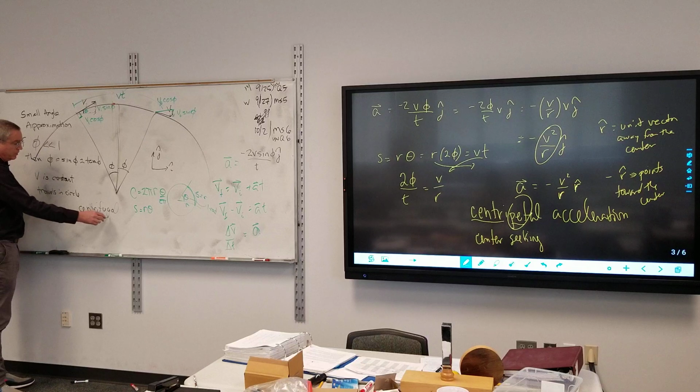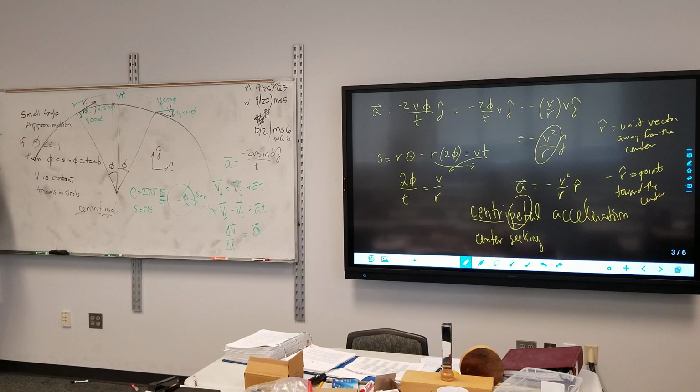Still center. What words do we have in English with the FUG, which means basically fleeing? Fugitive? Yep. This is center fleeing. This points away from the center. The other one points towards the center.